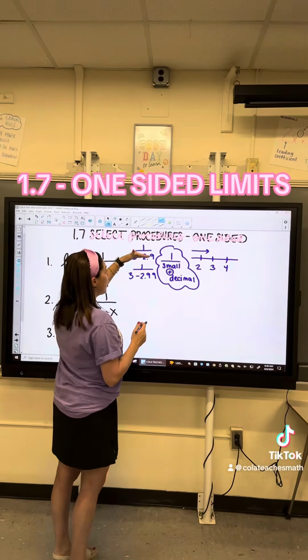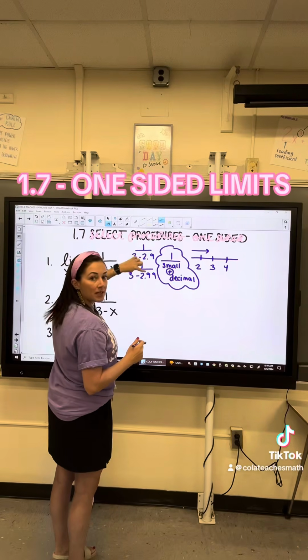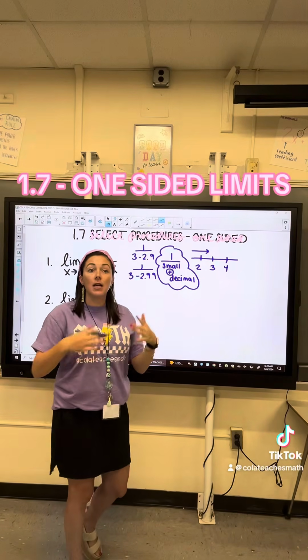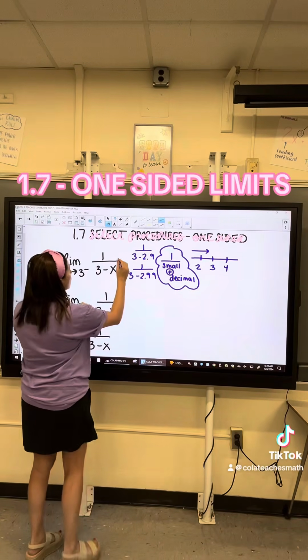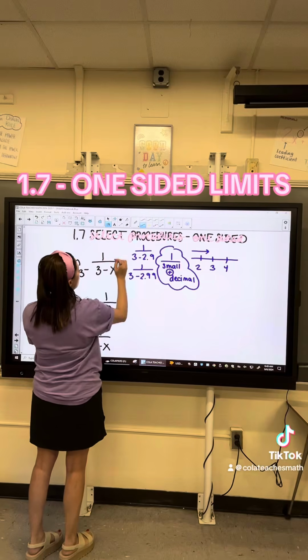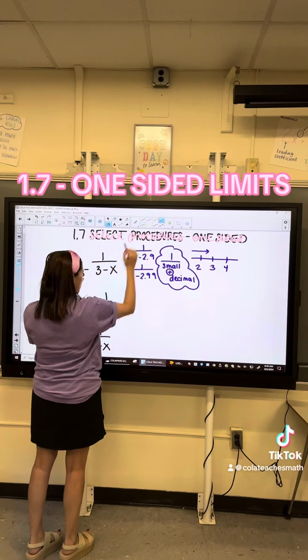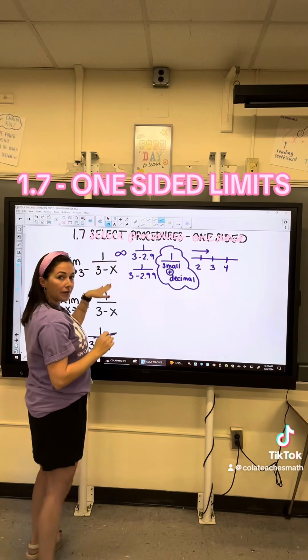Because you can type this in your calculator, and you're going to see when you type these in, the numbers are going to get really, really big. 10, 100, 1,000, 10,000. So we're approaching infinity. So this first limit right here, let's do it in purple. No, stick with blue, is approaching infinity.